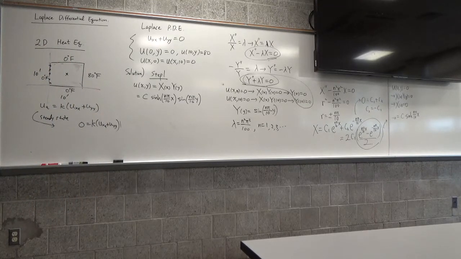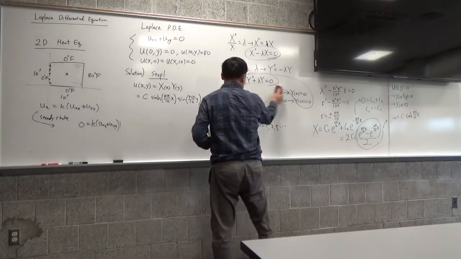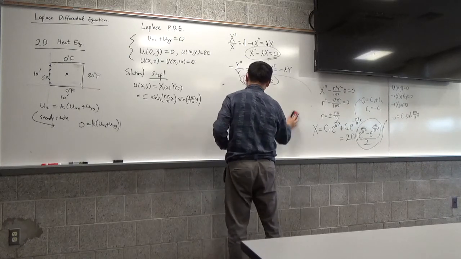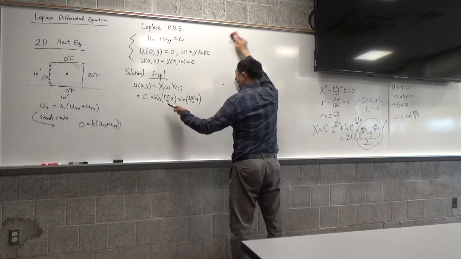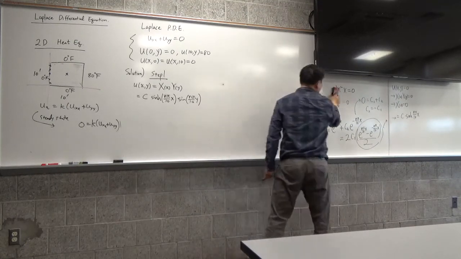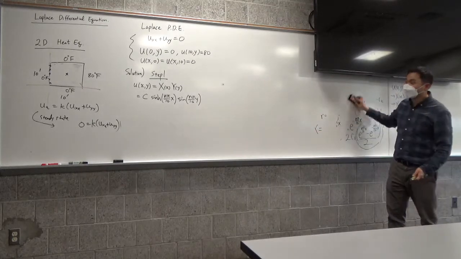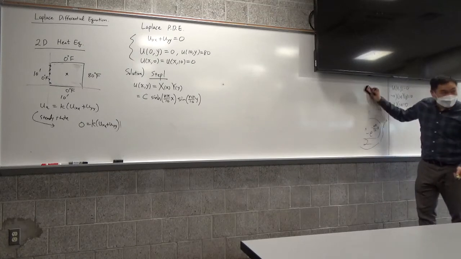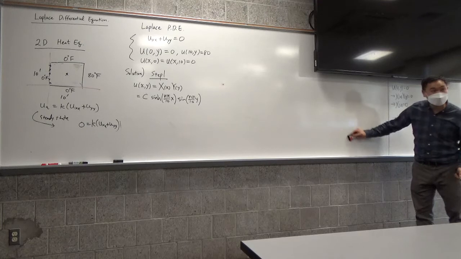But what we've succeeded in is finding a few solutions. How many solutions did we find? Infinitely many. Why? Because n could be 1, 2, 3, and so on, right? If you have that many solutions, what can you do with them?